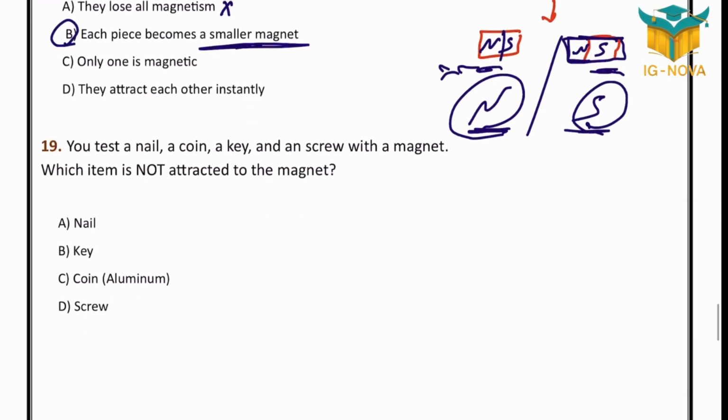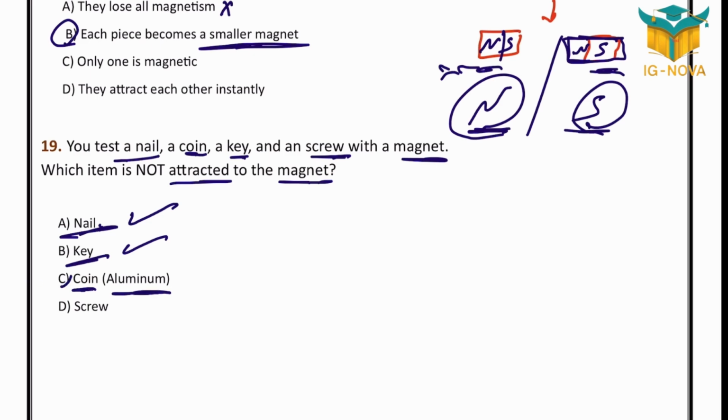Question 19. You test a nail, coin, key, and a screw with a magnet. Which item is not attracted to a magnet? Nail is made from iron, so it will be attracted. Key, iron also, it will be attracted. Coin from aluminum, so this is the one that will not be attracted.